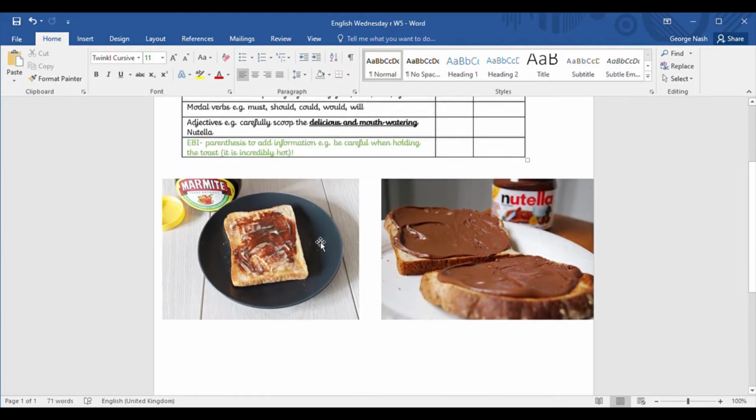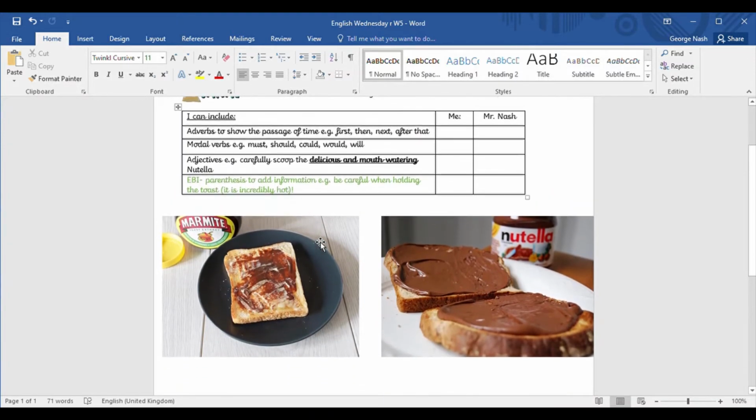Okay, now, listen very carefully to this bit because people often get confused here. I am not going to write one about Nutella. Okay, I'm going to write one about Marmite. Now I know some of you probably hate Marmite. Some of you probably love Marmite. It's one of those little funny things, isn't it? I'm going to write mine about Marmite. You are going to write yours about Nutella.